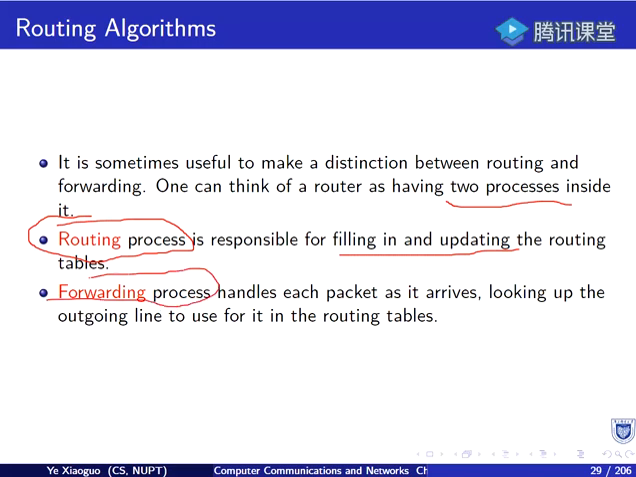The second component is the forwarding process. The forwarding process handles each packet as it arrives, looking up the outgoing line to use for it in the routing table. So the routing process updates the routing table, and the forwarding process uses the routing table to forward each packet with the routing information.